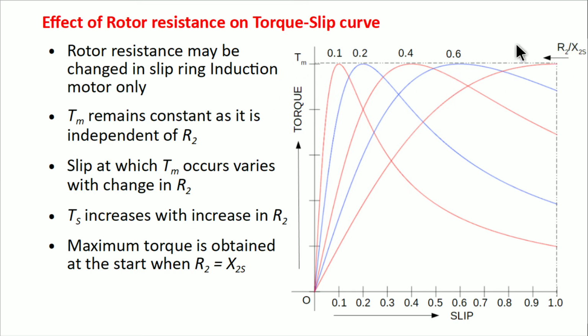What will change is this R2 over X2S, written here for these values. If we increase the resistance, this point shifts from 0.1 to 0.2, 0.3, 0.4 and any value between 0 and 1. Only this point, that is the slip corresponding to maximum torque, will change, and the curve will also change accordingly. And to have maximum torque at the time of start, R2 over X2S should be made equal to 1. If it is 1, then this directly proportional line will achieve its maximum value here.